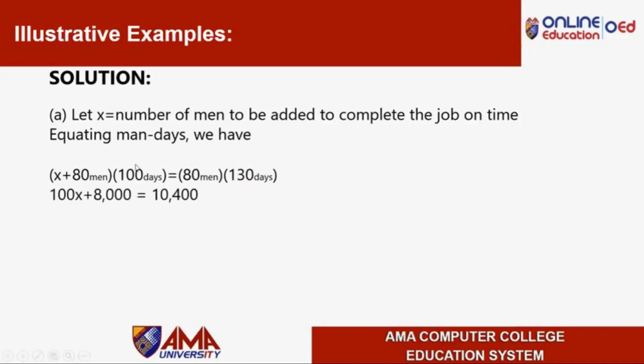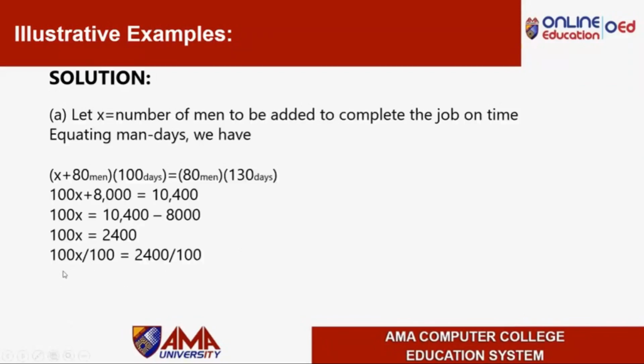So we have to multiply 100 with 80 men and X, that will be 100X plus 8,000 is equal to 80 multiplied by 130 days, which is 10,400. Now transfer the 8,000. So we have 100X equals 10,400 minus 8,000. So we now have 100X equals 2,400. Then of course, we need to get X.